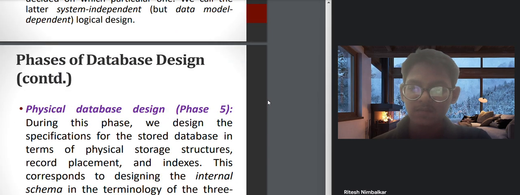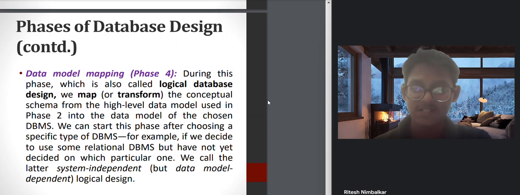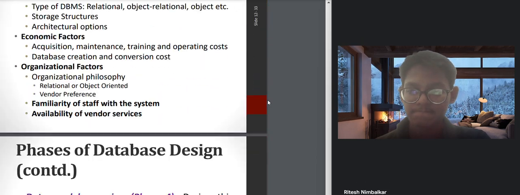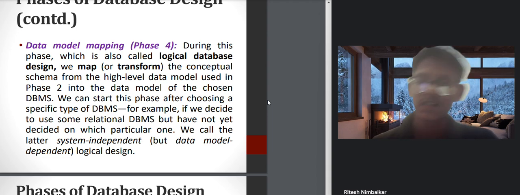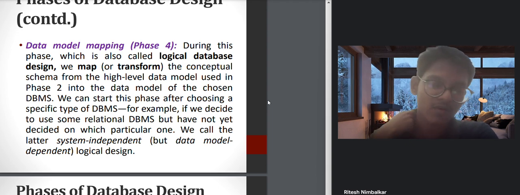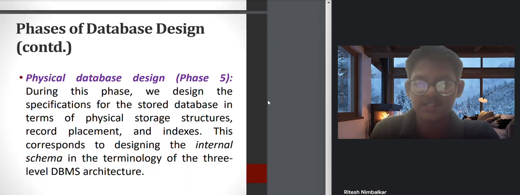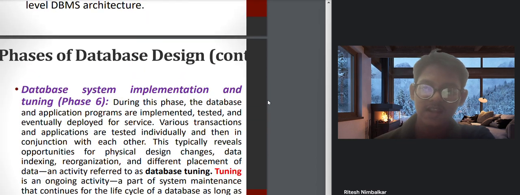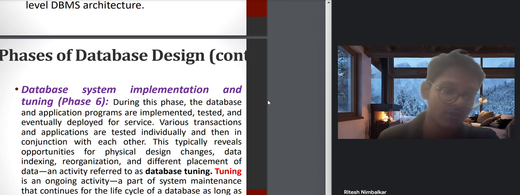At the final part, we come across various phases of physical database design. First is the data model mapping. During this, we get a conceptual design from the diagrams of what our abstractions are and on which level they must be stored. Second is the physical database design, in which we design a specific database in terms of physical storage structure, record placement, and indexes. And the last one is implementation and tuning. In this phase, the designs are actually implemented, tested, and eventually deployed for service.